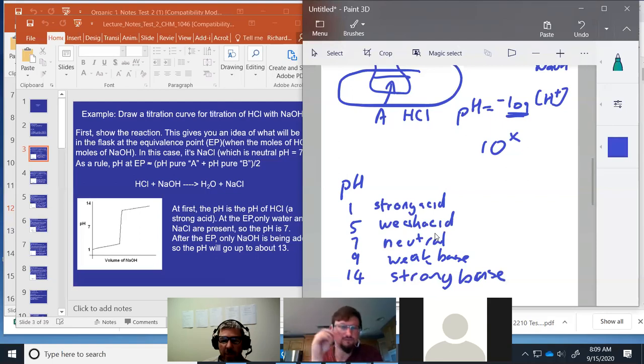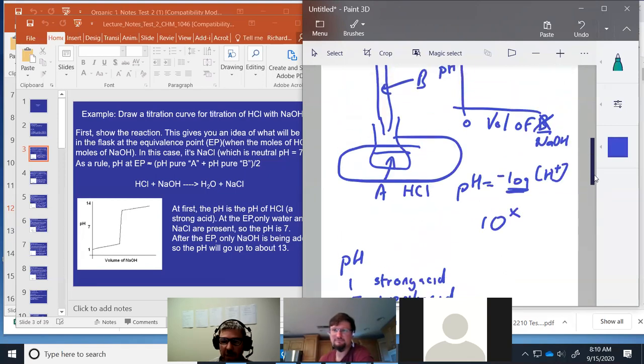now. I think most of you were certainly aware of the strong acid, strong base, and neutral. You may not have been particularly familiar with the 5 and 9 being the weak acid and weak base, but it makes sense in the context of the table that I have there. But that's just something that we need to be aware of when we're doing these kinds of titration curves.